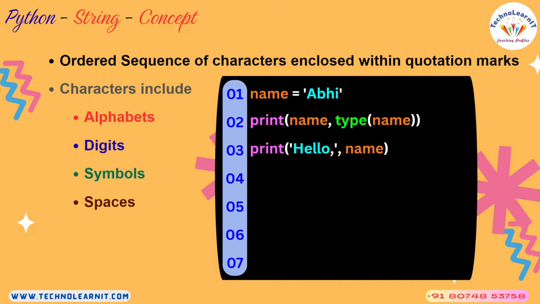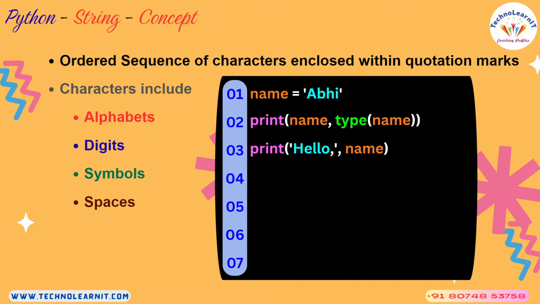And then what if I use the print statement like this? I have printed hello. What is hello here in this case? Hello is nothing but another string. How can I say that? Because it is enclosed within single quotes, right? It is a sequence of characters enclosed within single quotes. And you see here, comma is a symbol. So a string can contain a symbol, as we have already gone through. So hello, comma, this entire thing constitutes a string.